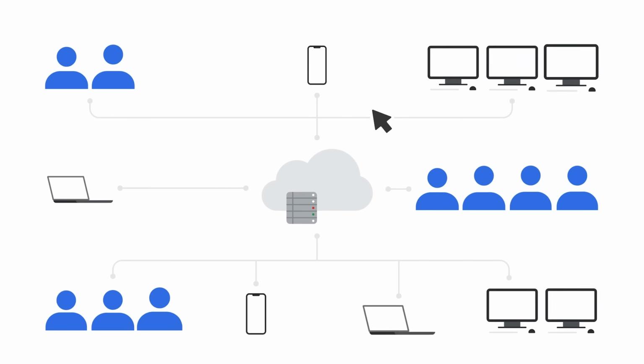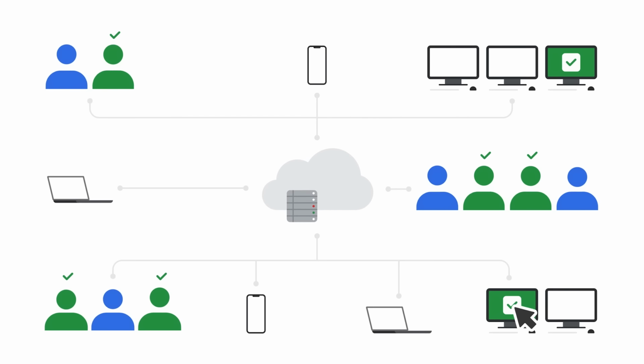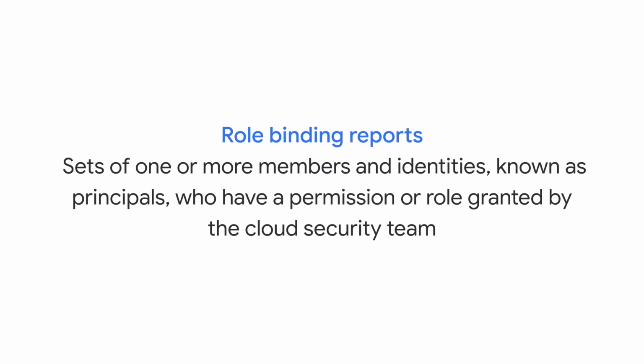Policy Analyzer is another security tool within SCC. Policy Analyzer reviews your identity and access management policies, or IAM. Policy Analyzer lets you know which users, service accounts, and domains can access which cloud resources, and helps you achieve least privilege access. Policy Analyzer provides role-binding reports. Role-binding reports include sets of one or more members and identities, known as principals, who have a permission or role granted by the cloud security team. And role bindings may include conditions which determine whether to grant a request.